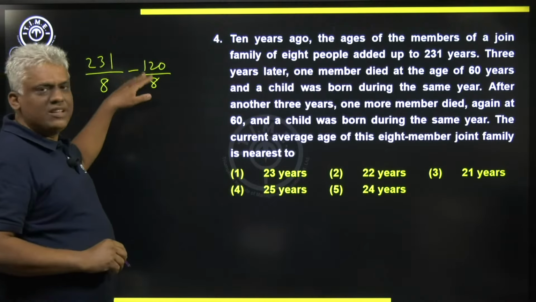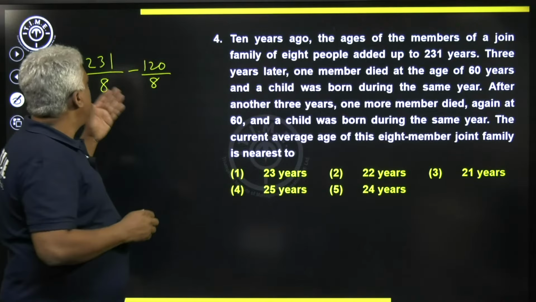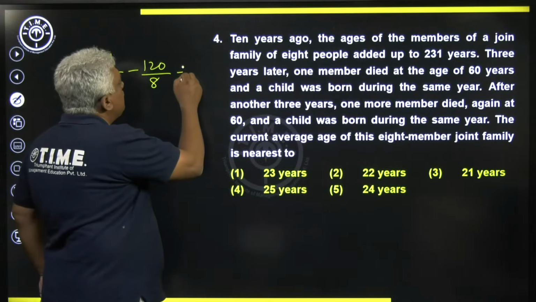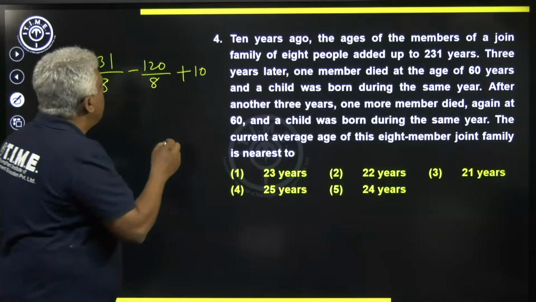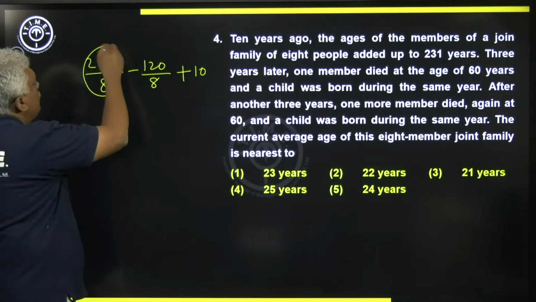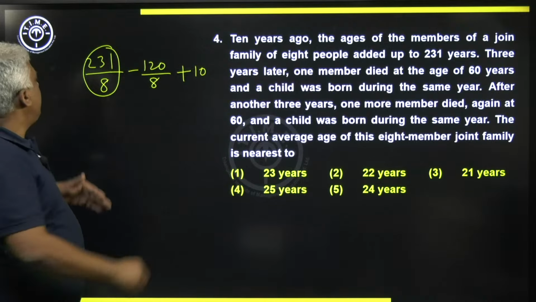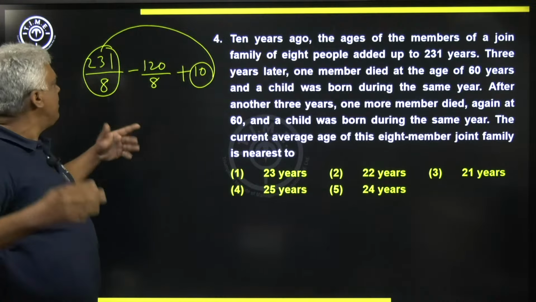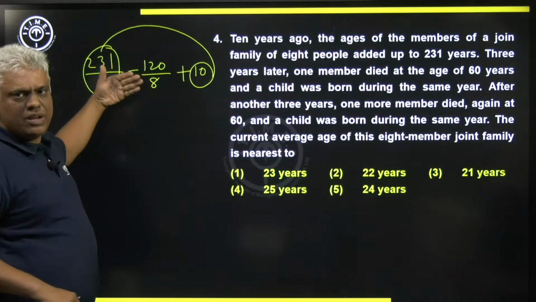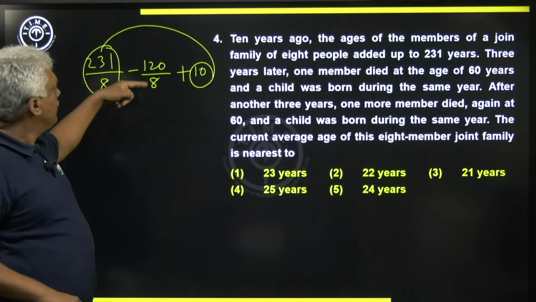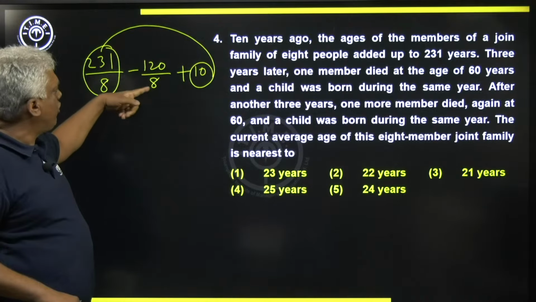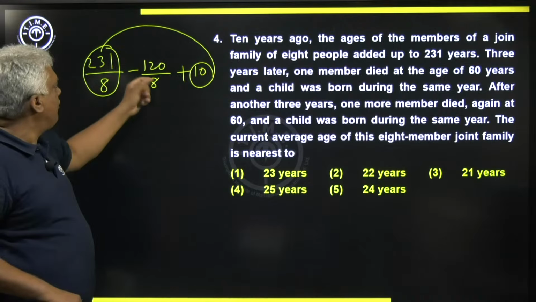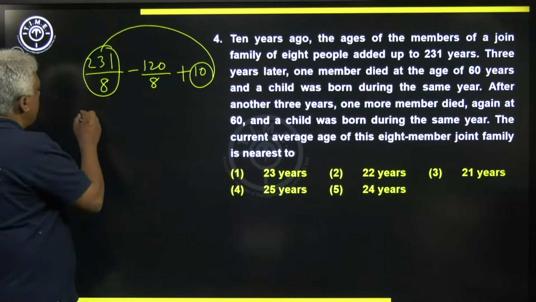So the average has decreased by this, and after 10 years the average will increase by plus 10, right? So what I did is, initially the average was 231 by 8. After 10 years the average should be plus 10, but in between these 10 years, 60 two times we have lost. So 60, 60, 120 years we have lost among 8 people, so the average must decrease by this, and this will be the shortcut.